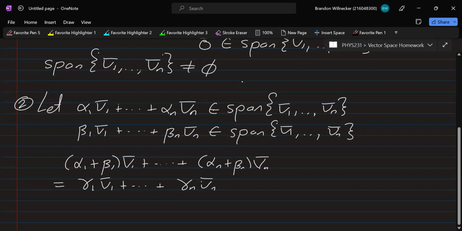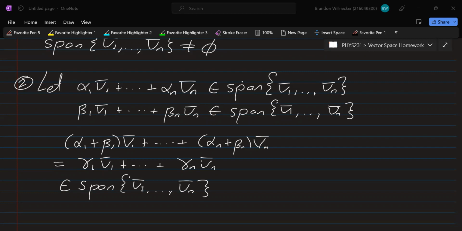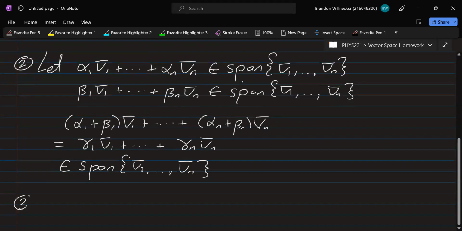Okay, but this is just a linear combination. I've got my vectors v1 to vn multiplied by some real number and then added together. So this is a linear combination. It must belong to the span. Okay, so I took two linear combinations, I added them together and got myself a third linear combination. So that means the span is closed under vector addition.